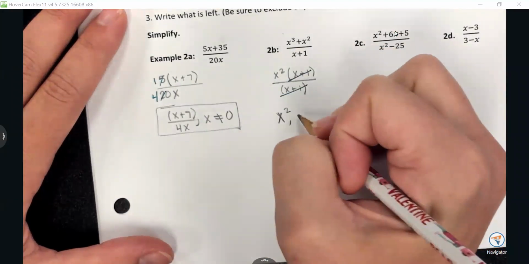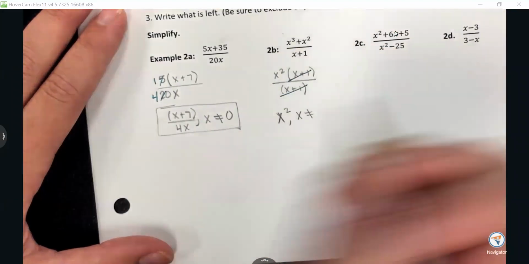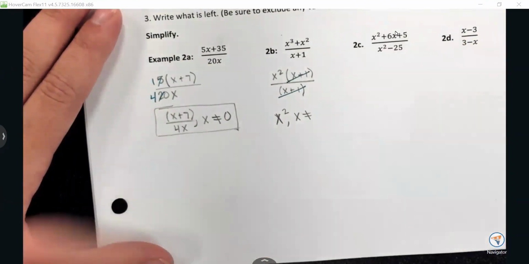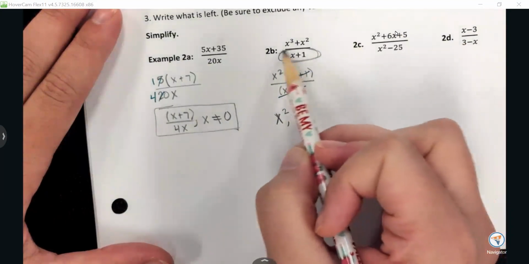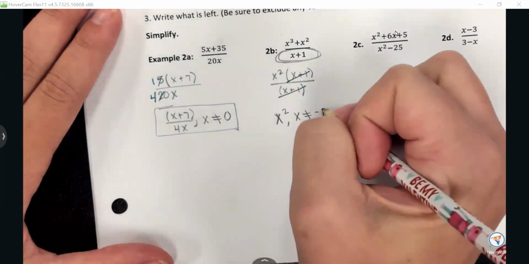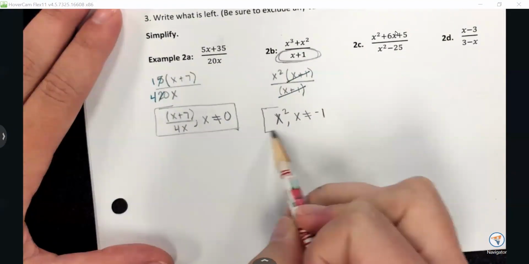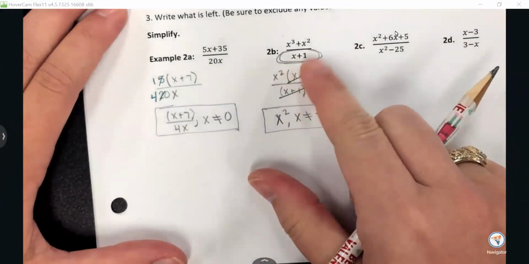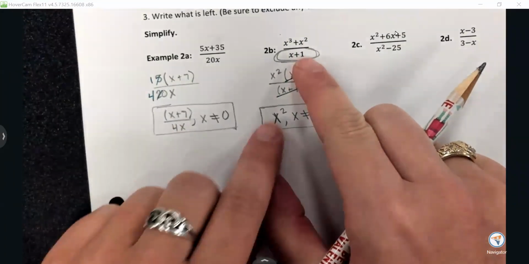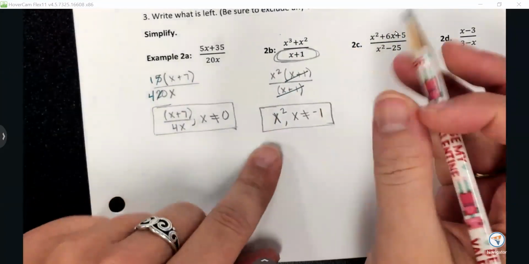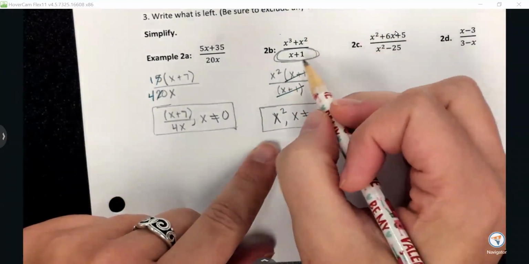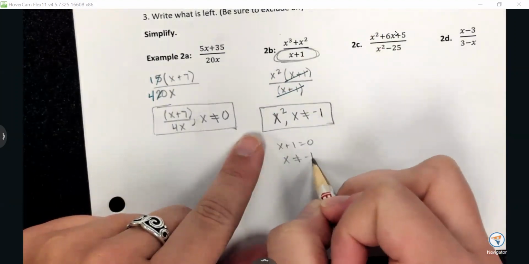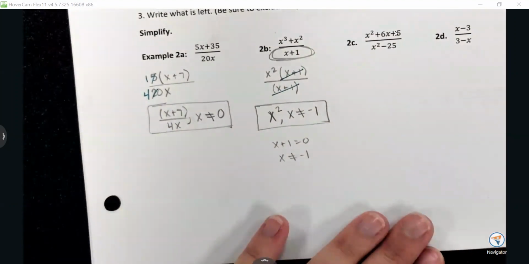comma, be careful, what can x not equal? It cannot equal -1 because you have to use the original equation, your denominator set equal to 0. So how can x not equal -1? Because x plus 1 equals 0, so x cannot equal -1.